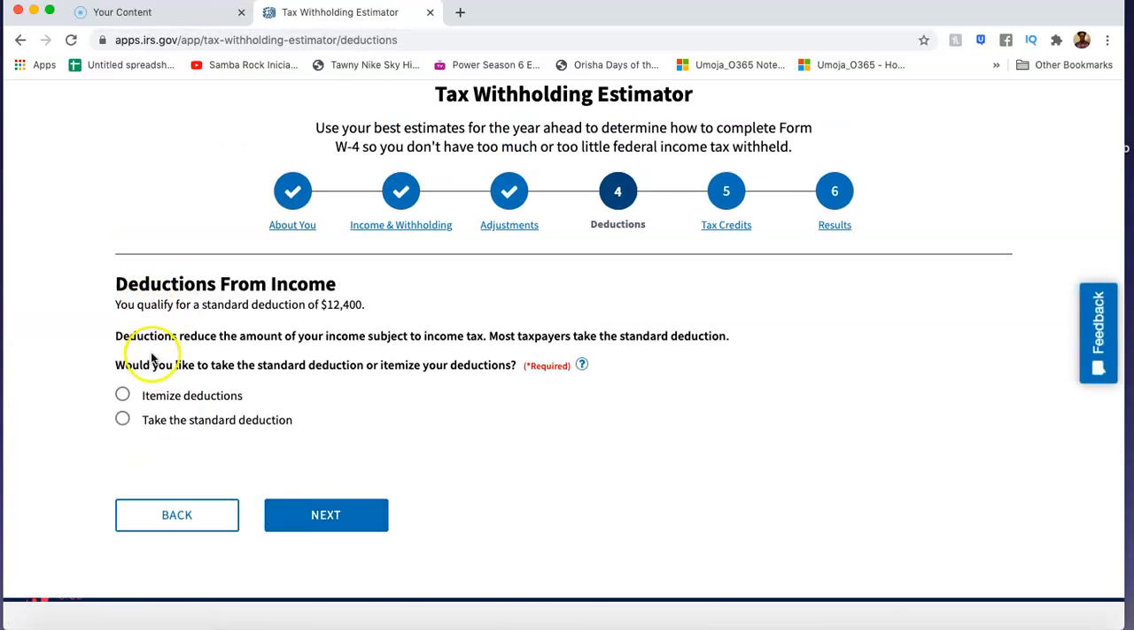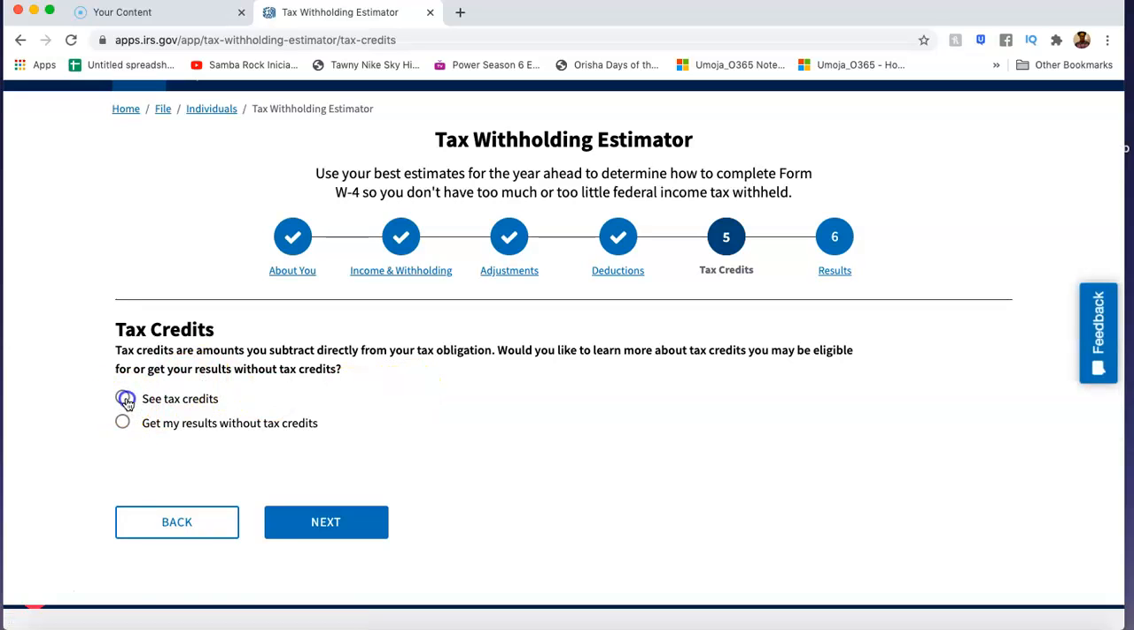The standard deduction right now is $12,400. The standard deduction means that the first $12,000 that you make from your job is tax-free. So if you made $50,000, that means they can only tax you on 37.6 thousand. That's very important to remember. So we're going to take the standard deduction right now.